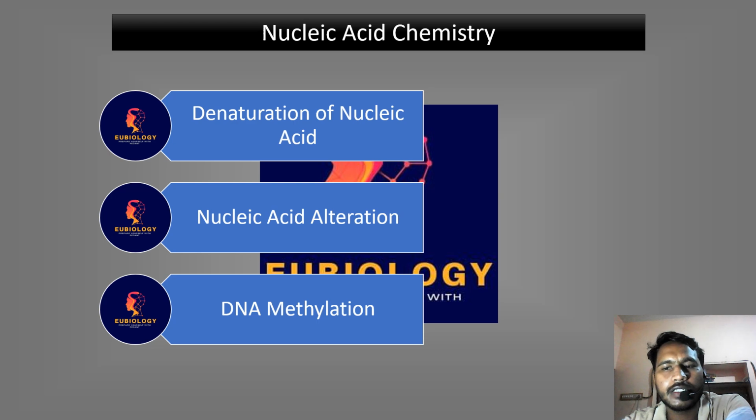So nucleic acid alteration we are going to read. Alteration means what? The nucleic acid may be damaged because of UV rays, because of an alkylating agent, or because of nitrous acid. These things will be damaging the DNA in different ways, which we are going to see. And basically DNA alteration will cause mutation, which we are going to read, and then in DNA methylation we will understand why DNA methylation is very important. So definitely you're going to like this video.